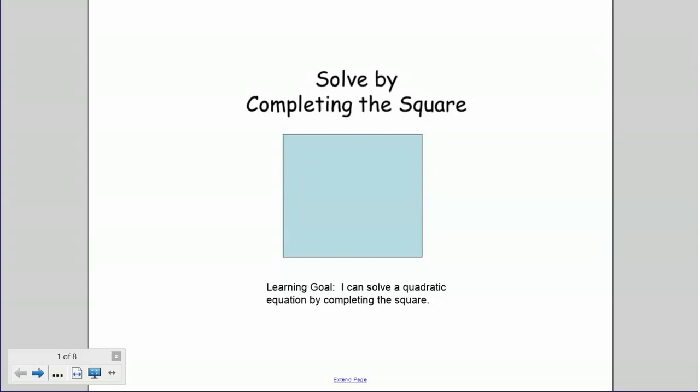Hello ladies and gentlemen, today we're going to look at Solve by Completing the Square Part 1. So this is the first of two videos you should be watching tonight. Your learning goal: I can solve a quadratic equation by completing the square.